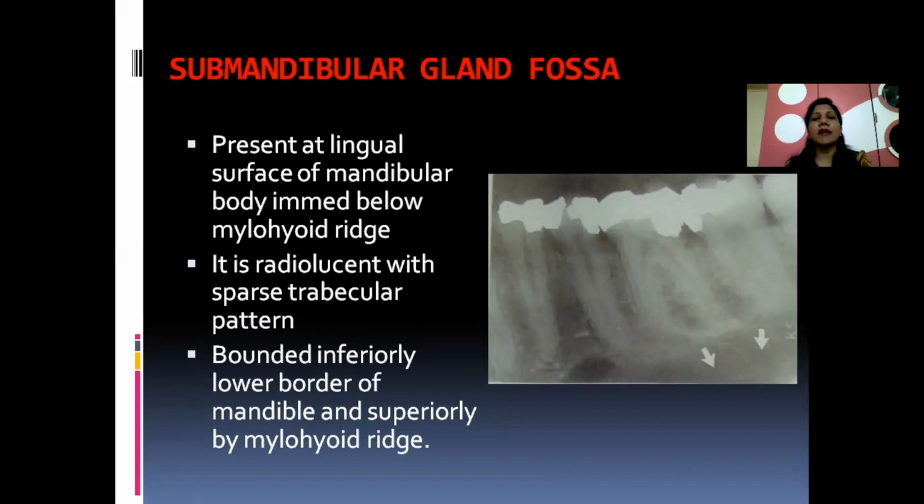Then the submandibular gland fossa. It is a diffuse radiolucency which is present on the lingual aspect of the mandible. Now this is a fossa, an irregular one, a depression where the deep lobe of the submandibular gland rests. Otherwise, there is no mineralization or anything. It is bounded inferiorly by the lower border of the mandible and superiorly by the mylohyoid ridge, and it is radiolucent with a sparse trabecular pattern.